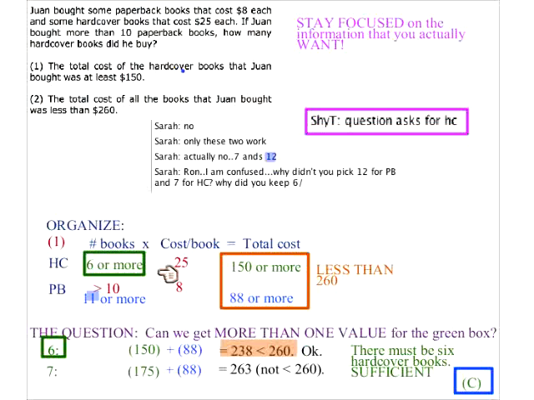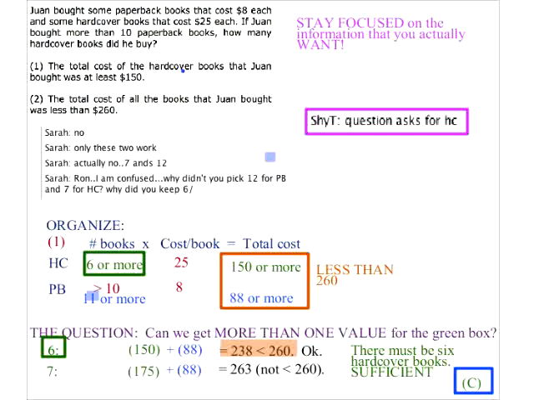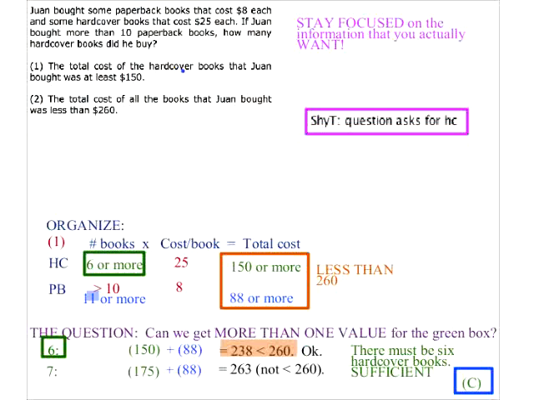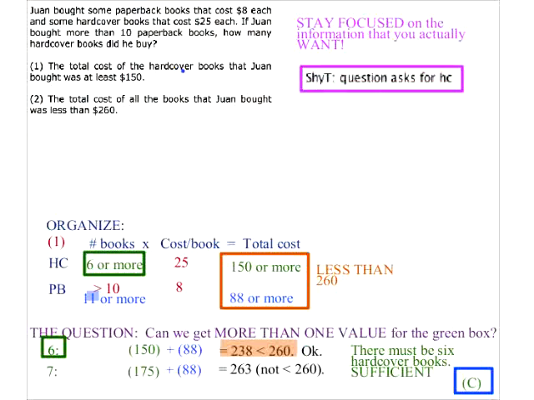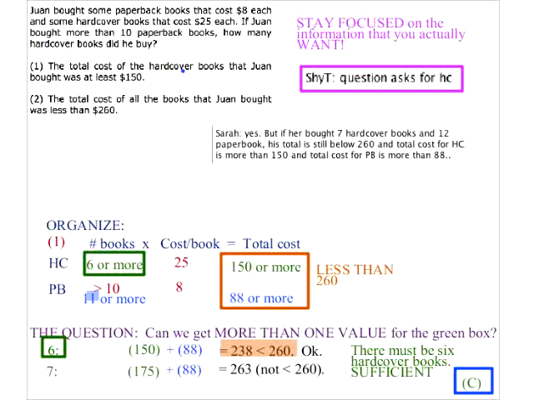Let's see. The next comment says this. So let's delete that last comment. If she bought 7 hardcovers and 12 paperbacks, the total is below $260. This is definitely not true. 7 hardcover books would cost $175, and 12 paperbacks would be $96. This is substantially greater than $260.